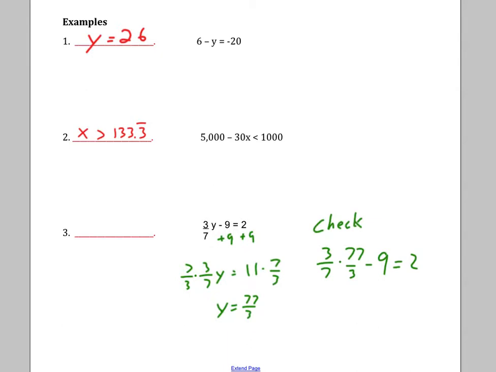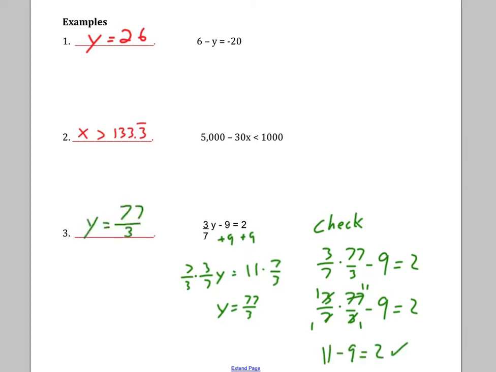To check our answer, we multiply. Now we can simplify by taking 77 and 7, dividing them both by 7. We can divide 3 by 3 and get 1 on both the top and the bottom. And so that product simplifies to 11. 11 minus 9 is 2. That is correct. There's our solution.